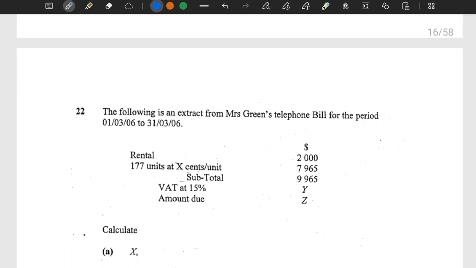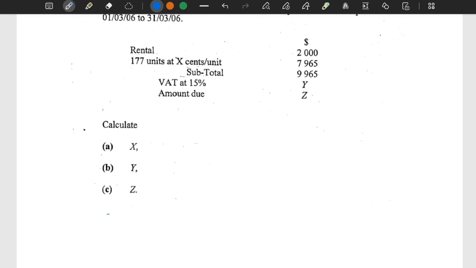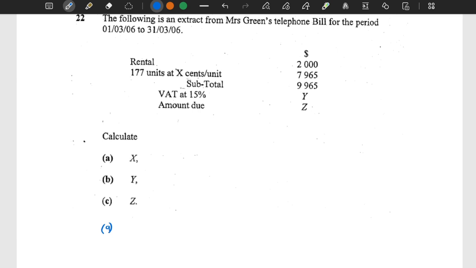Great. Then the next question says, the following is an extract of Mrs. Green's telephone bill for the period of 1st of March 2006 to 31st of March 2006. We have rental, we have the units of electricity, telephone bill, 117. Then we have subtotal and VAT at 15%, and then the amount due. So the first part says calculate X, and X is the rate, which is the cost per unit, right? How much cents per unit.